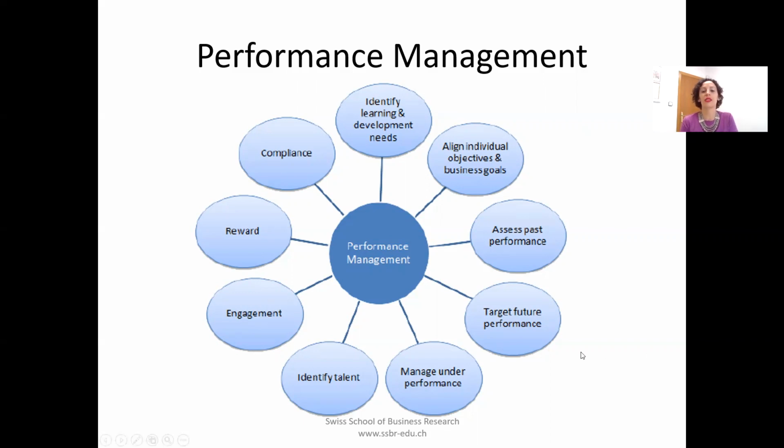Then we also need to identify the target future performance. What is it that they want to achieve? The target. What is the goal that we want them to achieve in the future? We also have to be able to manage underperformance. Remember, HR is about having the right people in the right time, in the right place, in the right number.